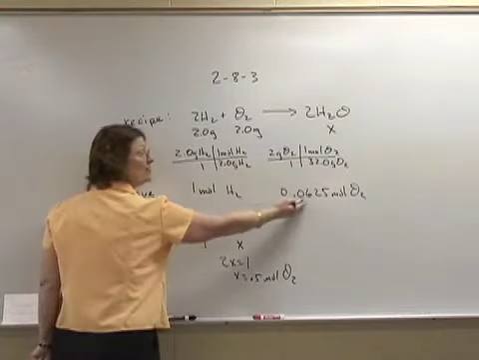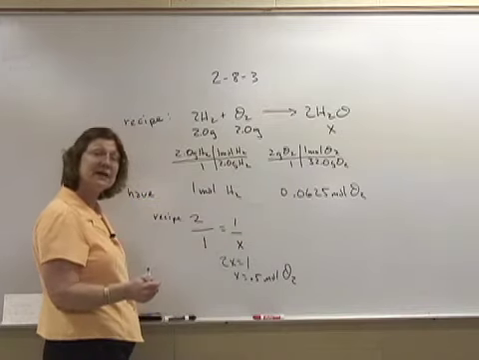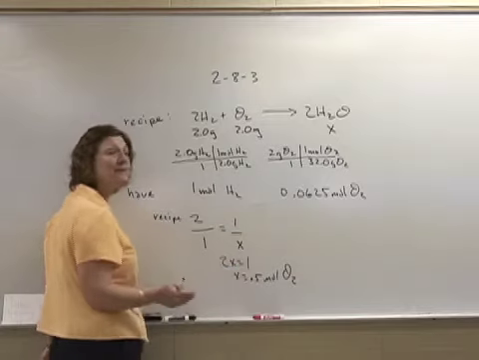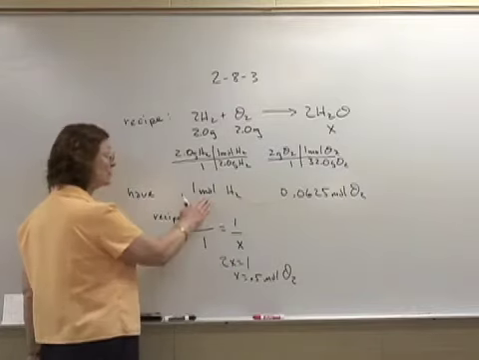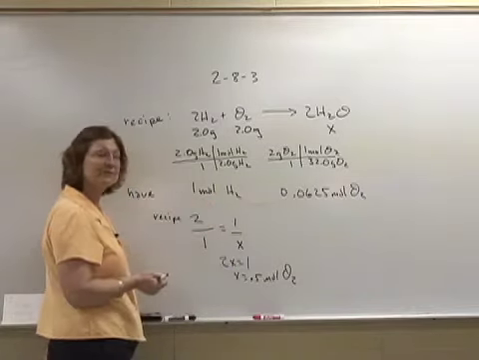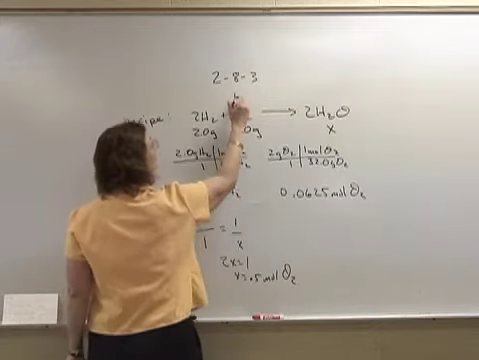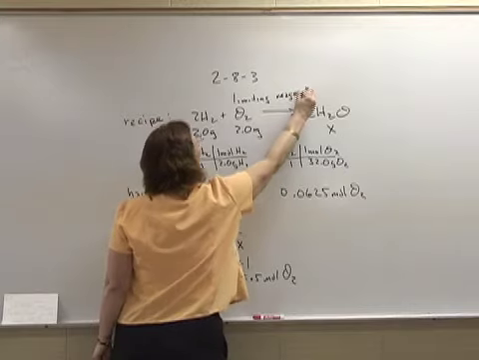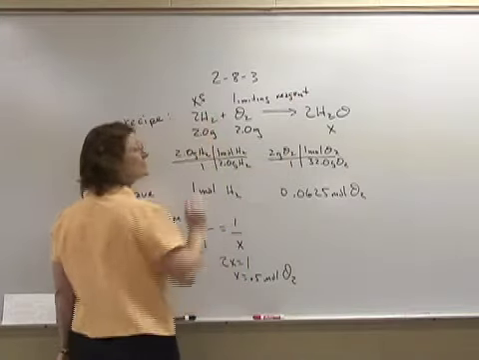Well, I don't have that much. I only have 0.06. Therefore, I am going to run out of oxygen because I don't have the amount that it would take to consume this 1 mole of hydrogen. Therefore, my oxygen is my limiting reagent, and hydrogen is my excess.